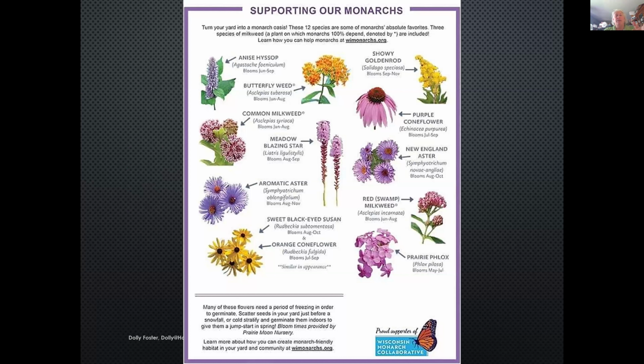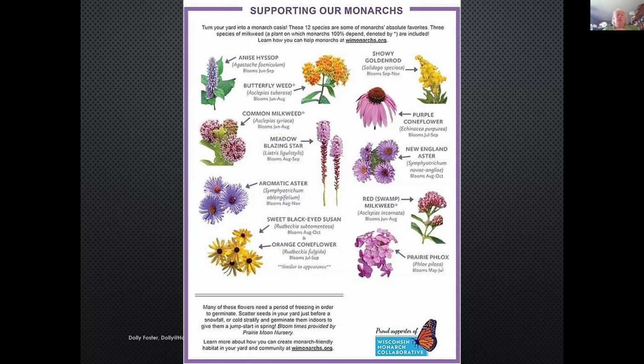This is probably a diagram that you might want to take a picture of, but it's kind of fuzzy. You can go to the Wisconsin Monarch Collaborative and look up the publications that they have. These are native plants that, if you had all of them in your garden, would all bloom at the right time when monarchs are around.